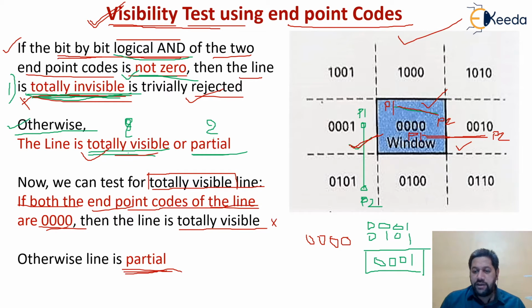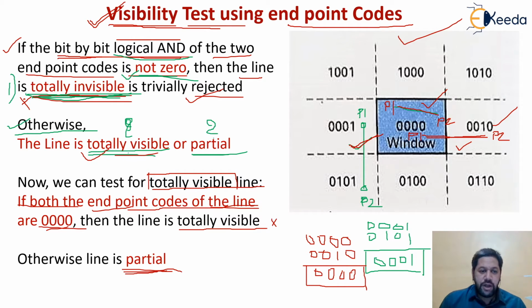What is the P2 code? The P2 code is 0, 0, 1, 0. Now if I take the logical AND operation of these, 0 AND 0, the answer is 0. 0 AND 1, the answer is 0. 0 AND 0, the answer is 0. Again 0 AND 0, the answer is 0. So what is my result? My result is all zeros.